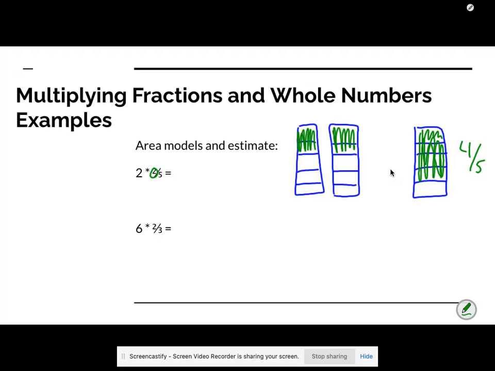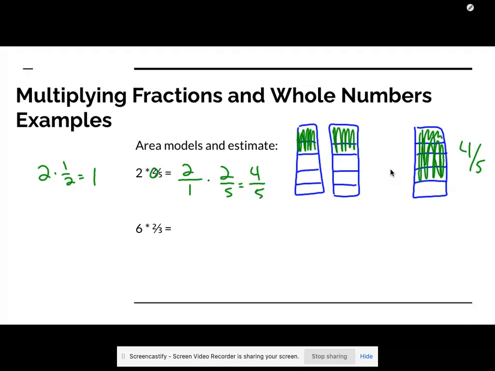So, if I came back and actually solved this to multiply straight across, 4/5. All right, so I would know then that I have my final answer. If I wanted to estimate, I could do 2 times 1/2, which is 1, and 4/5 is close to 1. So I would know that I have the right answer.